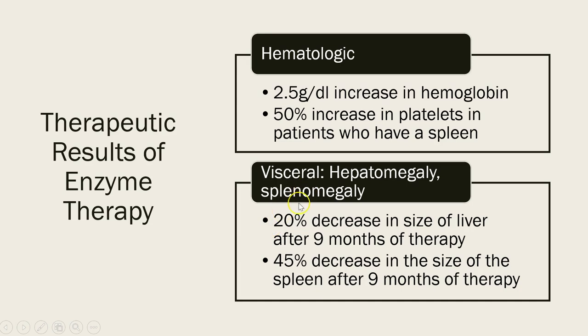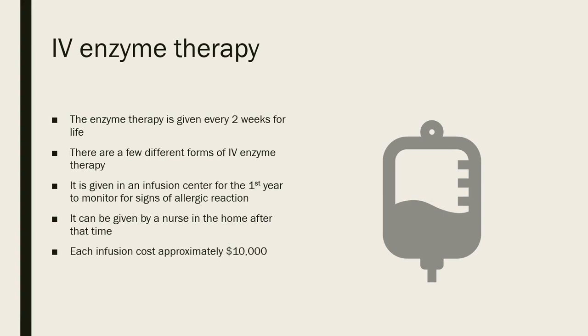As far as visceral hepatomegaly and splenomegaly, there was a 20% decrease in the size of the liver after 9 months of therapy, and a 45% decrease in the size of the spleen after 9 months of therapy. So we can prevent having to remove the spleen by putting these patients on IV therapy. And again, we're treating the core problem, and not necessarily the symptoms.